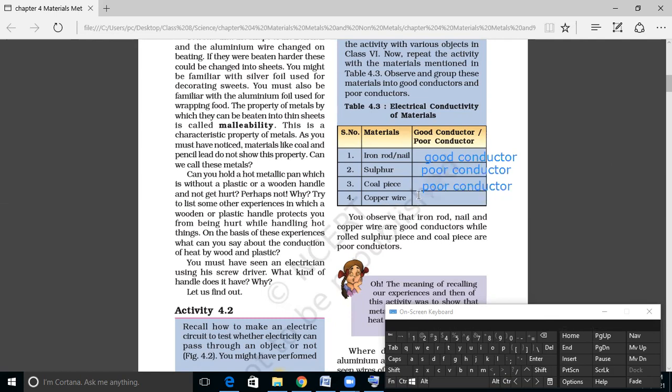In case of copper, yes, copper is a good conductor of electricity, and because of that only it has been used in the wires which we use at home. So we've seen that metals like iron and copper wire are good conductors of electricity, while the non-metals are poor conductors of electricity.